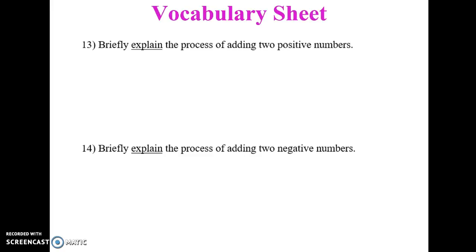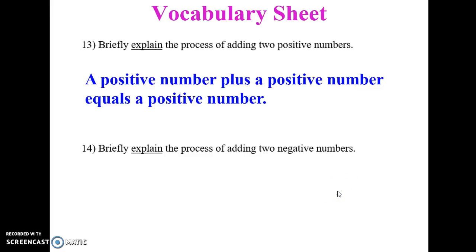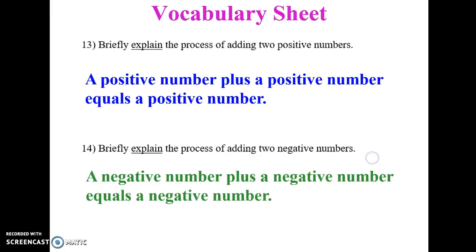Number 13 says, briefly explain the process of adding two positive numbers. A positive number plus a positive number equals a positive number. I don't know how to explain it any better than that. 14 says, briefly explain the process of adding two negative numbers. If you start off with a negative and you add another set of negatives to it, your answer is negative. A negative number plus a negative number equals a negative number. I guess you could show some examples here if you wanted to further explain.